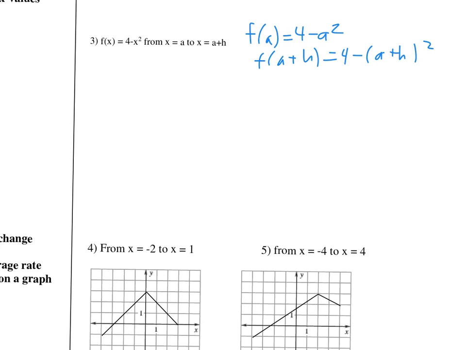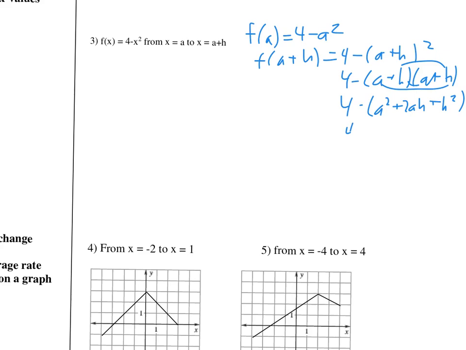Now on this one, I'm going to want to simplify it, so I'm going to go ahead and write that twice, (a plus h) times (a plus h). We want to FOIL that, so it's a squared plus ah plus ah is 2ah, plus h squared there. All right, now I'm going to distribute the negative. I would always recommend that you do that FOIL before you distribute the negative, so it's going to be 4 minus a squared minus 2ah minus h squared.